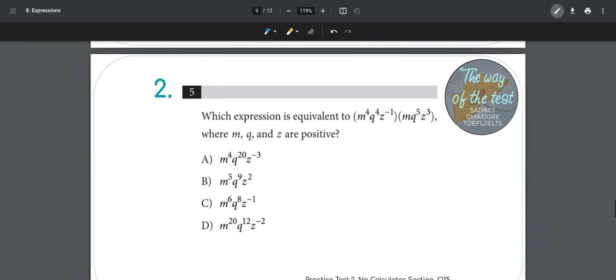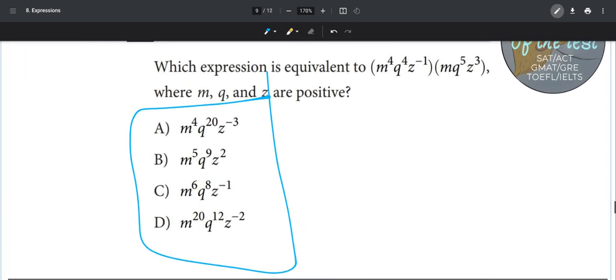I want you to pause the video right now, solve this question, write down your answer. Okay, we are going to solve it. Which expression is equivalent to all of these, where m, q, and z are positive? Well, again, the short way will be to look at all the alternatives. In this case, it's a bit easier because if you notice, every single m in your alternative has a different exponent, which means if we can just figure the exponent for the m, we're going to get the answer. So we're going to forget about the q and the z, and we're going to focus on the m.